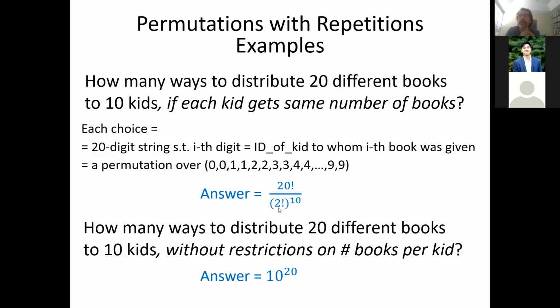I think I get that, but I think we're talking about different problems. I'm talking about the one that says how to distribute 20 different books to 10 kids without the restrictions on number of books per kid. Oh, without the restrictions. Yeah. Oh, sorry, I thought that you were thinking about this.